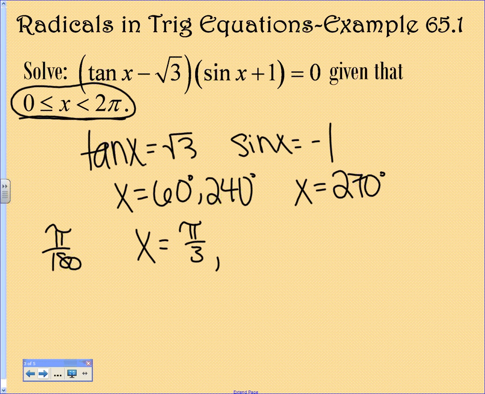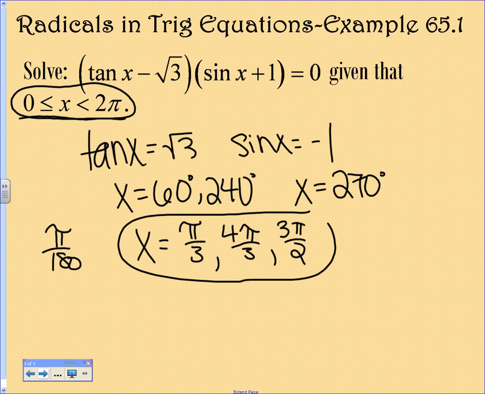What is 240 divided by 180? Yeah, 4/3 pi, or 4 pi over 3. Either one works. What about 270 divided by 180? Yep, so 3 over 2, 3 pi over 2. And those are your answers. Any questions on this type of trig problem?